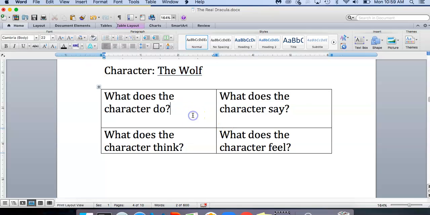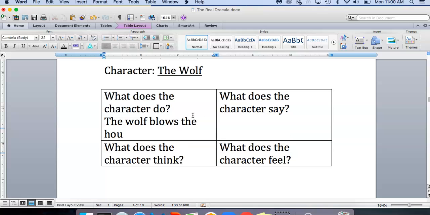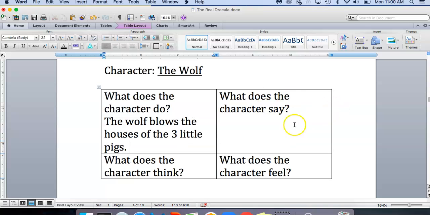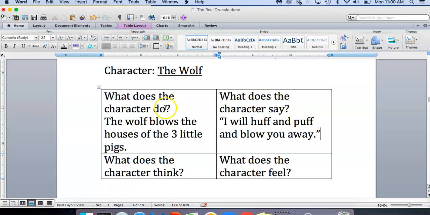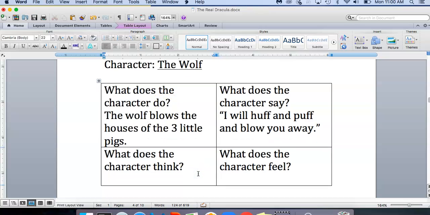So what does the character do? The wolf blows the houses of the three little pigs. What does the character say? He says, I will huff and puff and blow you away. So that's what he says. Now we go to what does he think.